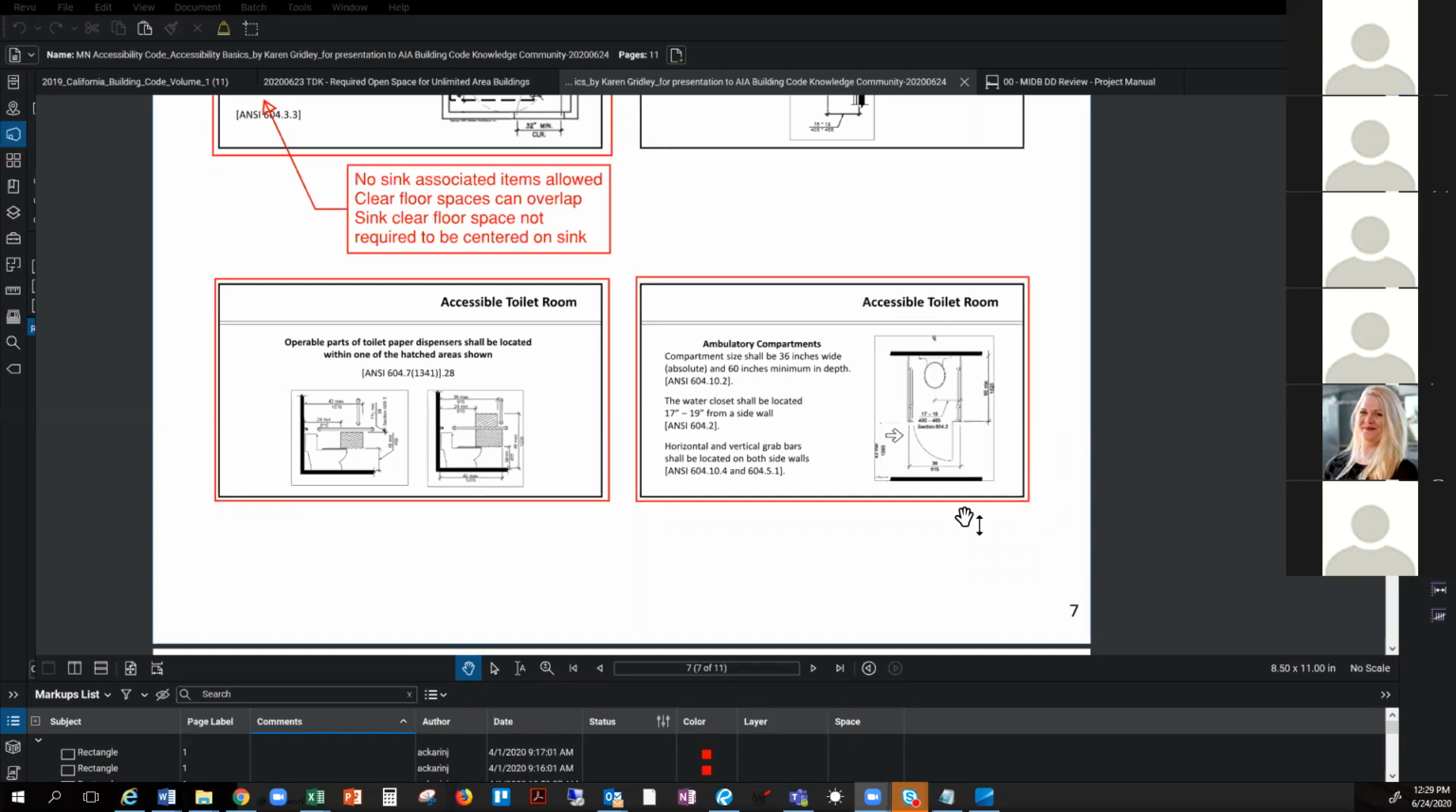There is that ambulatory compartment. This part really hasn't changed any at all. The only difference, of course, is that the ambulatory is not the sixth in a bank. It is the second. If you have two, you have your accessible toilet, and then you have your ambulatory toilet, and then, of course, any other standard toilets beyond that.